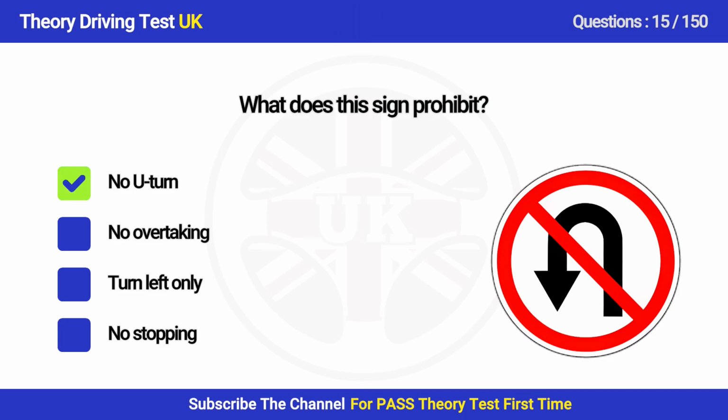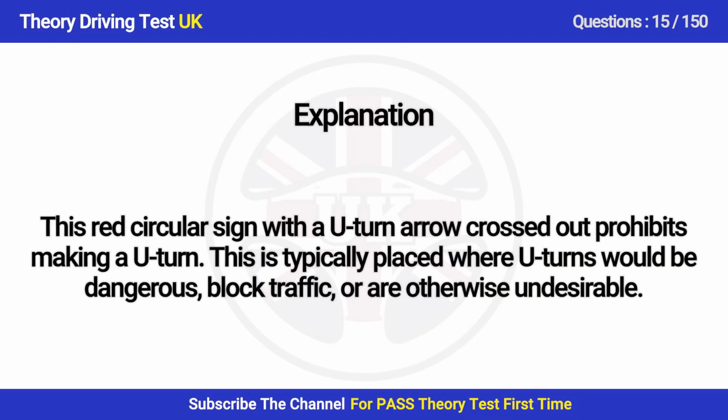Answers is A. No U-turn. This red circular sign with a U-turn arrow crossed out prohibits making a U-turn. This is typically placed where U-turns would be dangerous, block traffic, or are otherwise undesirable.